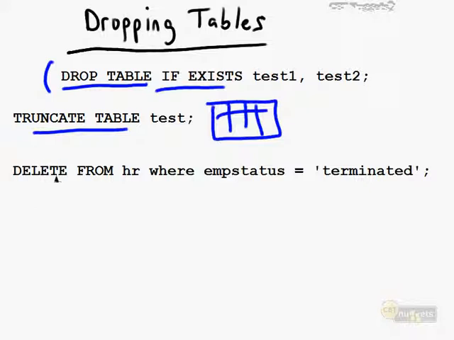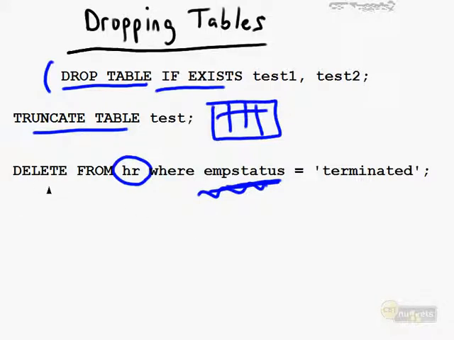Finally, there's the DML, the data manipulation language command delete, that's used to make subtractions from tables. We could, for instance, remove all employees from a table where a certain column had a certain value. Actually, I misspoke. The table here is HR and the column or field name is emp status.